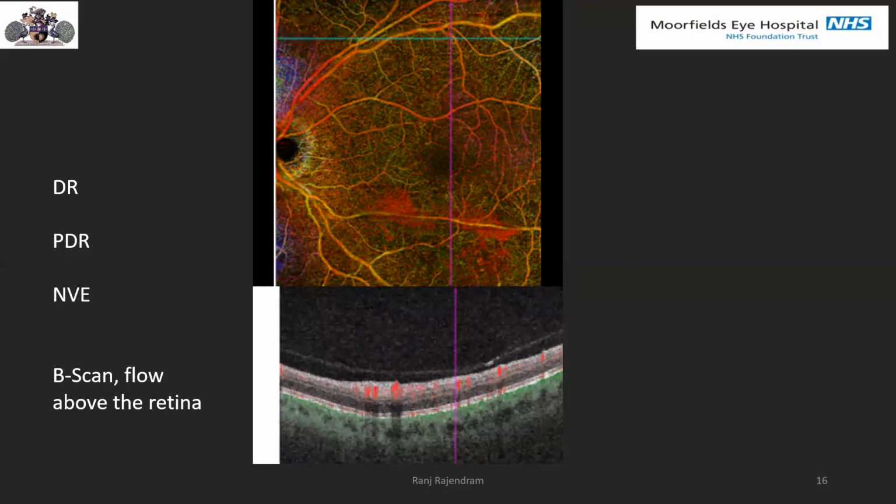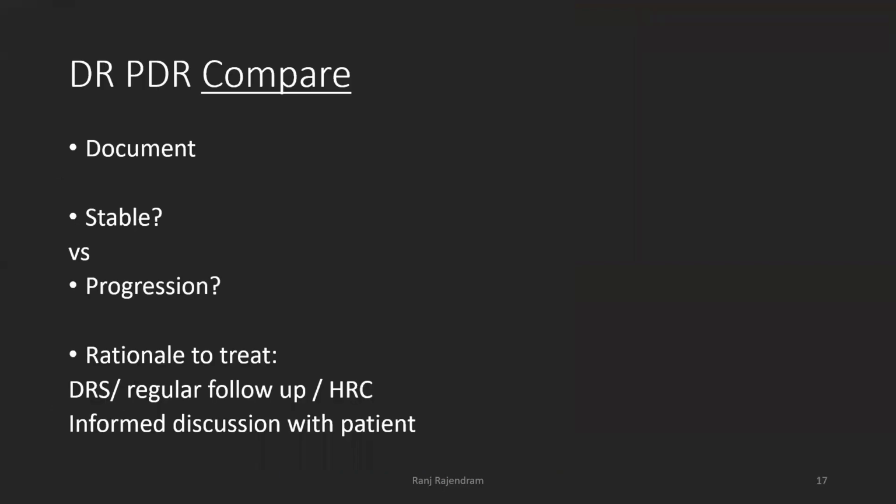And we need to remember, actually, fluorescein can cause leakage from these new vessels, and that can interfere with our ability to deliver PRP. So this is a really good way to document neovascularization. So as we said, documentation is essential for us, for the patient. We want to look at stability versus progression.